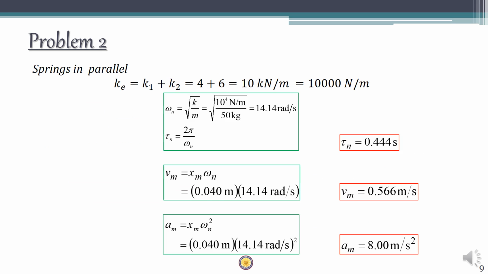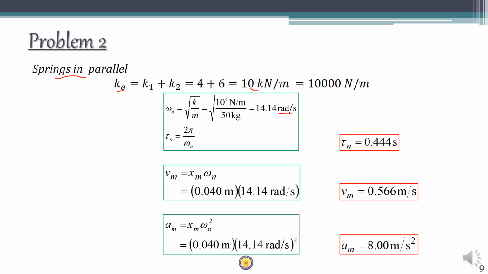Now it is told that in the first arrangement the springs are in parallel. So when the springs are in parallel, the equivalent stiffness is k equal to k1 plus k2, the sum of all the stiffnesses. So 4 plus 6, the equivalent stiffness is 10 kN per meter, which is 10,000 Newton per meter. The first thing you have to do is find the natural frequency omega n, or the angular frequency. So omega n is equal to root k by m. k is to be substituted in Newton per meter and mass in kilogram. Then you will get omega in radians per second. So omega is equal to 14.14 radians per second.